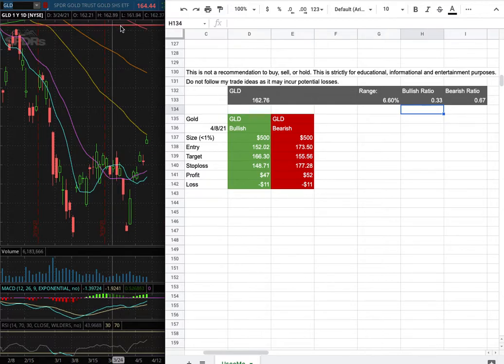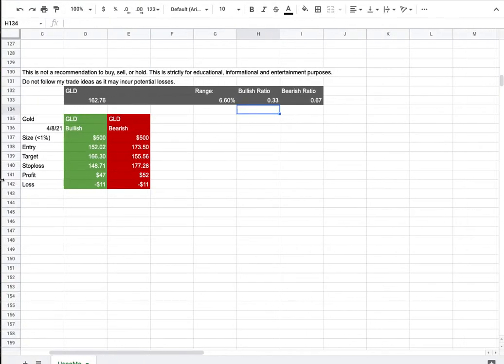On the other hand, if I were to open a short position, my entry is at $173.50, and that is this range here. My sell target for it is at $155.56, and my stop loss is at $177.28. So whichever entry price were to hit first, that'll be my position of the week.